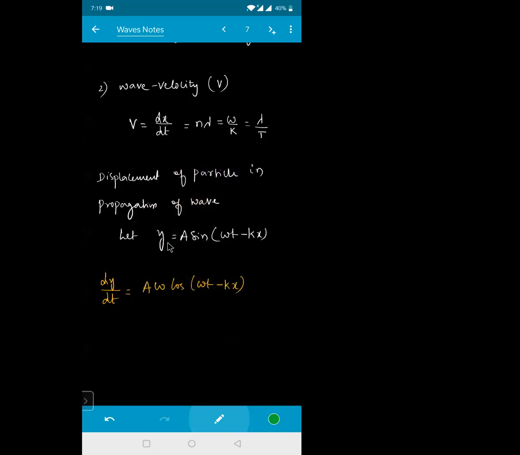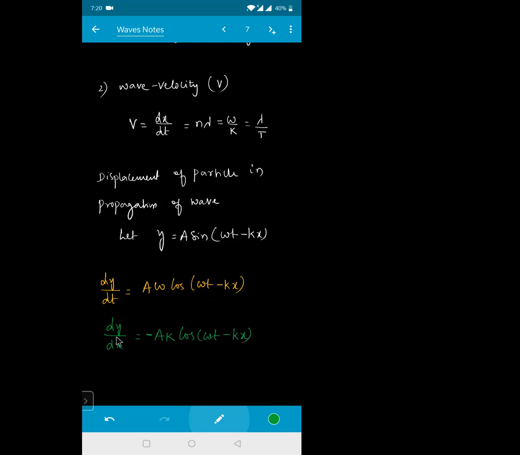Yes, sir. Now, can I differentiate this y with respect to x, that is dy by dx? Can anyone tell me? dy by dx will be equal to how much? A stays as it is. Differentiation of sine will become cos. Here omega t is a constant, so the minus will come out, and k will also come out. So it is minus a k into cos of omega t minus k into x.